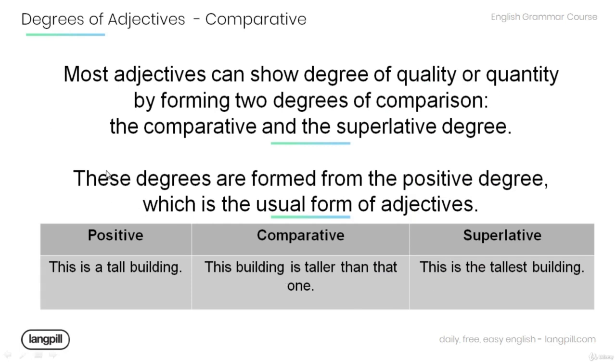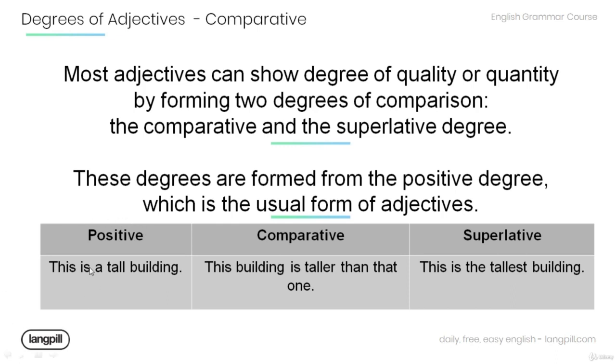Now, most adjectives can show degree of quality or quantity by forming two degrees of comparison, the comparative and the superlative. Now, these degrees are formed from the positive degree, which is the usual form of adjectives. Have a look at the examples below.